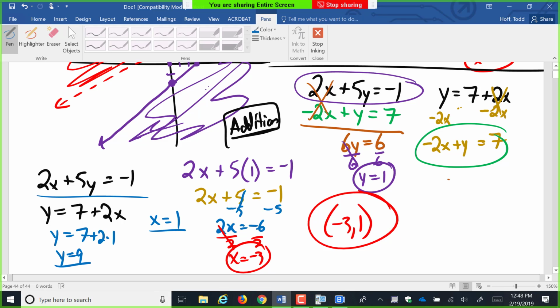that's 9. So then I would try x equals 1 and y equals 9, because I know that works in the bottom equation. We have to make sure it works in the top equation. Well, 2 times 1 plus 5 times 9 is definitely not negative 1. So we know that's not going to work. Since there are 2 values to guess and check here, it's going to be a very tedious process, so it's not recommended. But if you're ever absolutely stumped, it's a possibility.